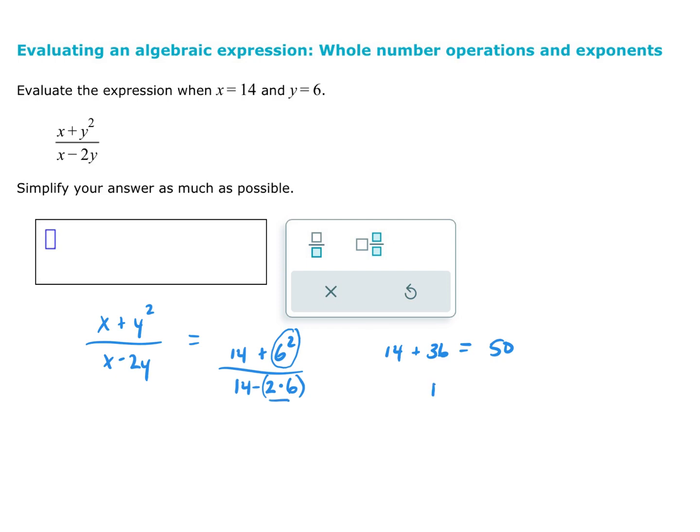2 times 6 is 12, and then we'll have 14 minus 12 for the bottom. And 14 minus 12 equals 2. So I know I'm going to have 50 over 2. 50 divided by 2 is 25.